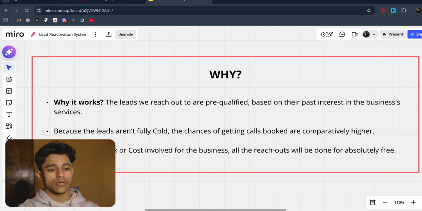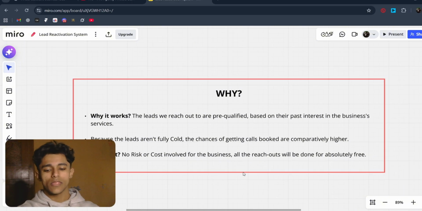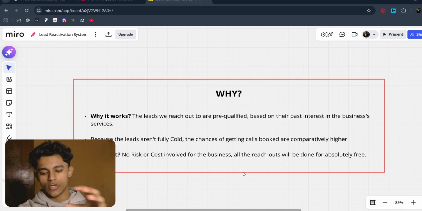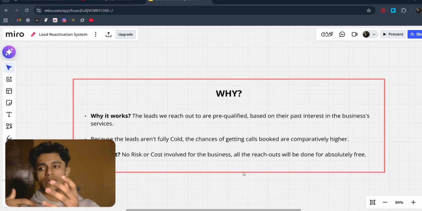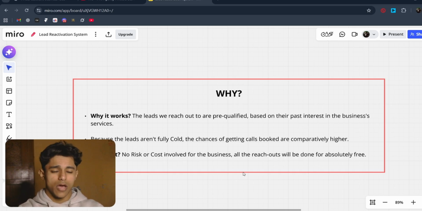Risk or cost? Nothing, okay? No risk or cost involved for the business, because all the reach outs will be done for absolutely free. There is no cost attached to it. All the leads are there already. When you reach out to those leads, either through emails or the social platforms, it's going to cost you nothing. You simply are contacting the old leads that are already present in the database. That's it. That's how simple it is.